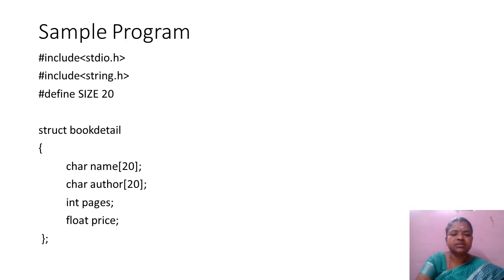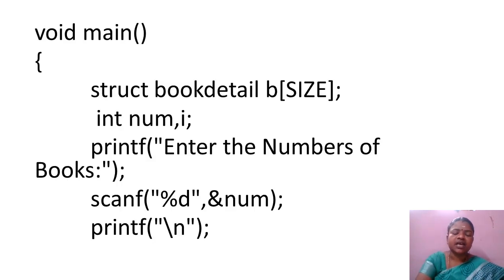If you don't have structures, then you have to go for different variables and different types of arrays to store a single book detail. In case of a structure, you can create a single structure, and for however many books we want, you can create that many instances. This is the advantage of using structures.